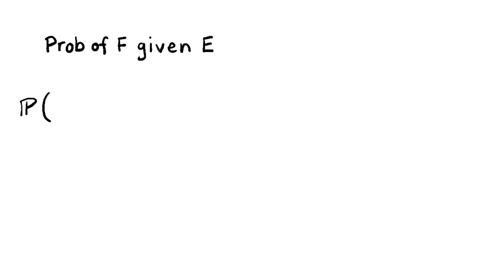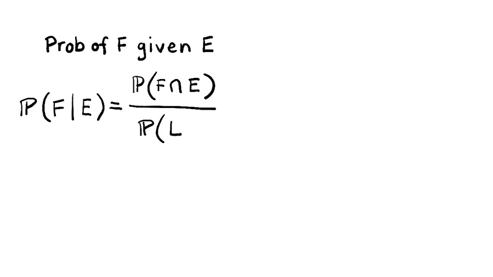In this video, we're concerned with conditional probability. That is to say, we'll ask about the probability of some event, say F, given that some other event, say E, has occurred. We use this piece of notation to express the conditional probability of F given that E has occurred, and we compute it as the probability of the intersection of F and E divided by the probability of E.